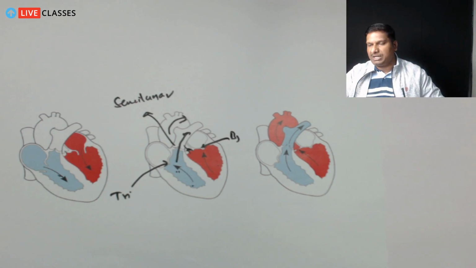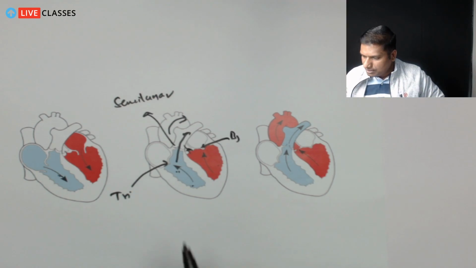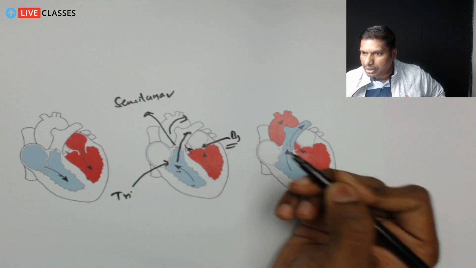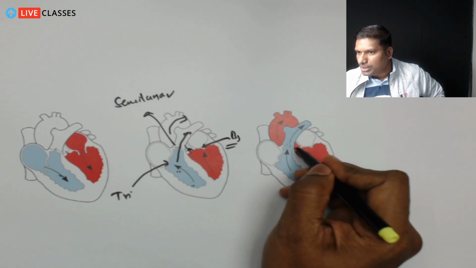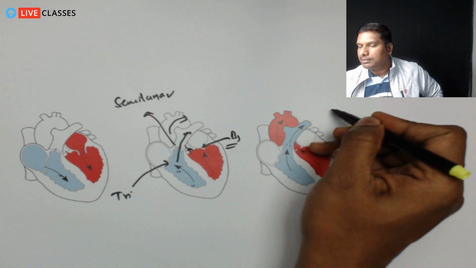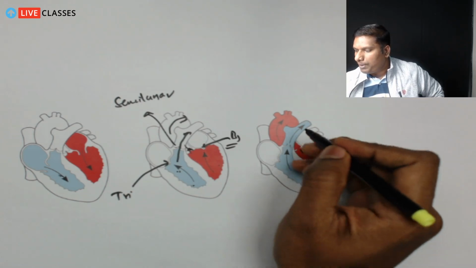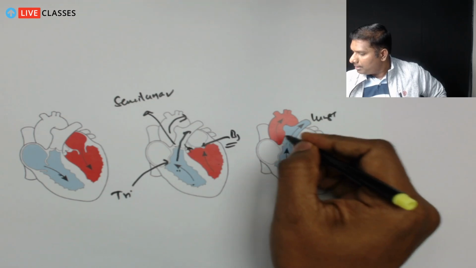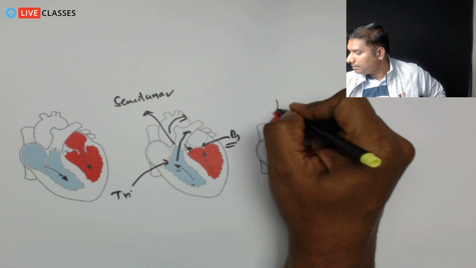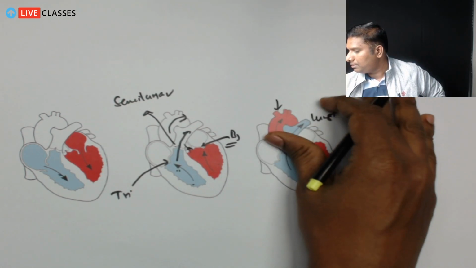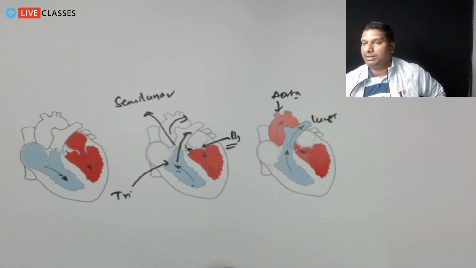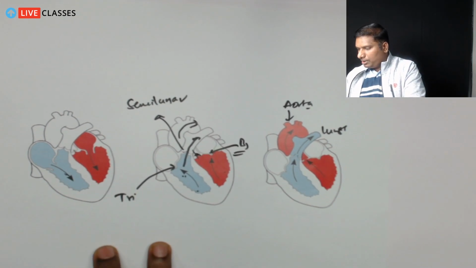So the moment pressure builds in the bottom chamber, the ventricle, the valves are closed. Here you can see the valves being closed. The tricuspid and the bicuspid valves are closed, and now the semilunar valves open, and that is how your blood is pumped to the lungs and through the aorta to the various parts of the body.